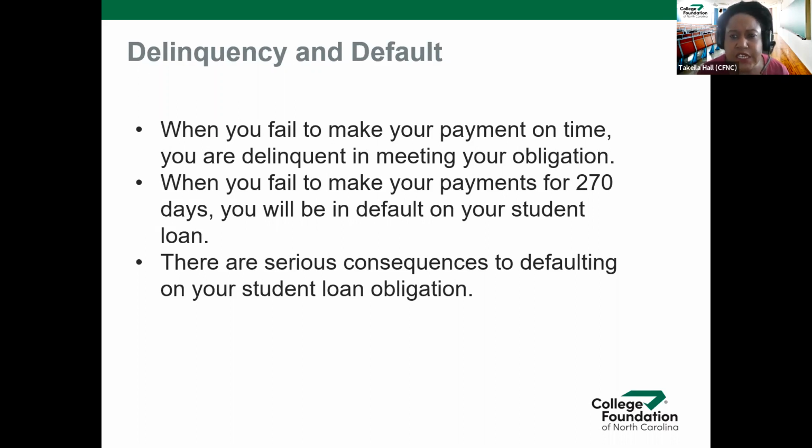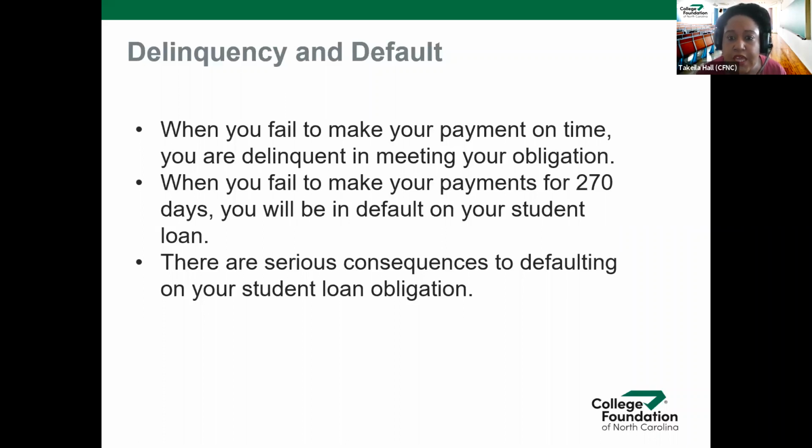I'm going to slow down just a little bit because I want to talk to you about delinquency as well as default. So what does that mean? When you fail to make your payments on time, you are delinquent in meeting your obligation in regards to your loan. When you fail to make your payments for 270 days, so that's almost a whole year, you will be in default of your student loan. I just want to say that one more time. When you fail to make your payments for 270 days, you will be in default of your student loan.